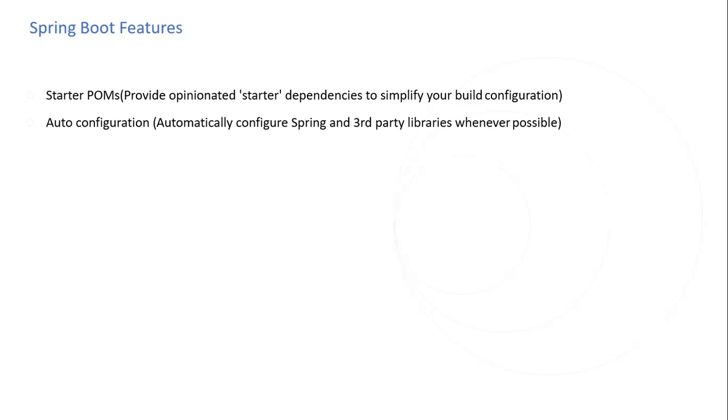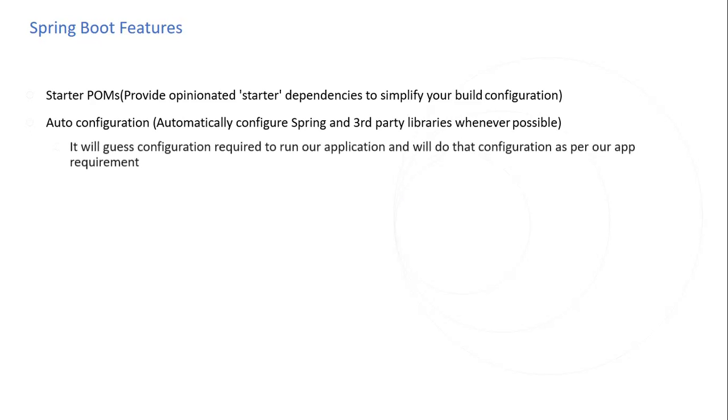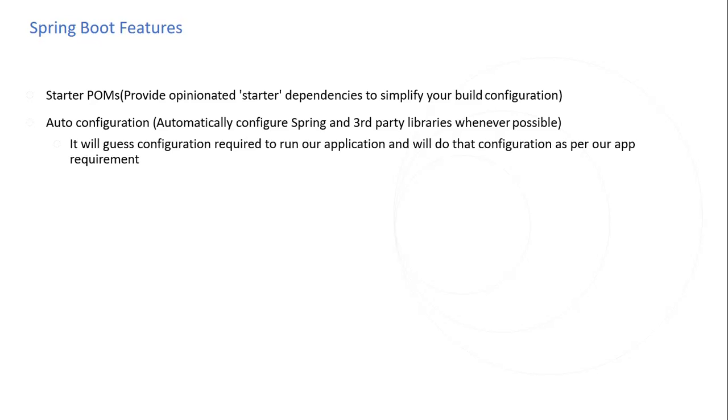Now the next feature, auto configuration. The second feature is auto configuration. Auto configuration means it automatically detects whatever configuration is required to run our application, and it will provide that. It will guess the configurations required to run our application automatically and do that configuration as per our application requirements. So this is a major advantage of Spring Boot.